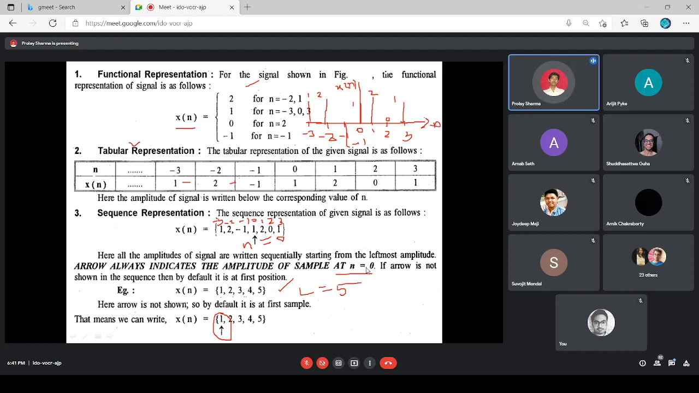There is another kind of measurement we have, called the length of the signal. That means how many sample values are enclosed in the bracket is called the length of the signal. Here in this case, we have 5 sample values enclosed in the bracket. That means the length of the signal is 5.